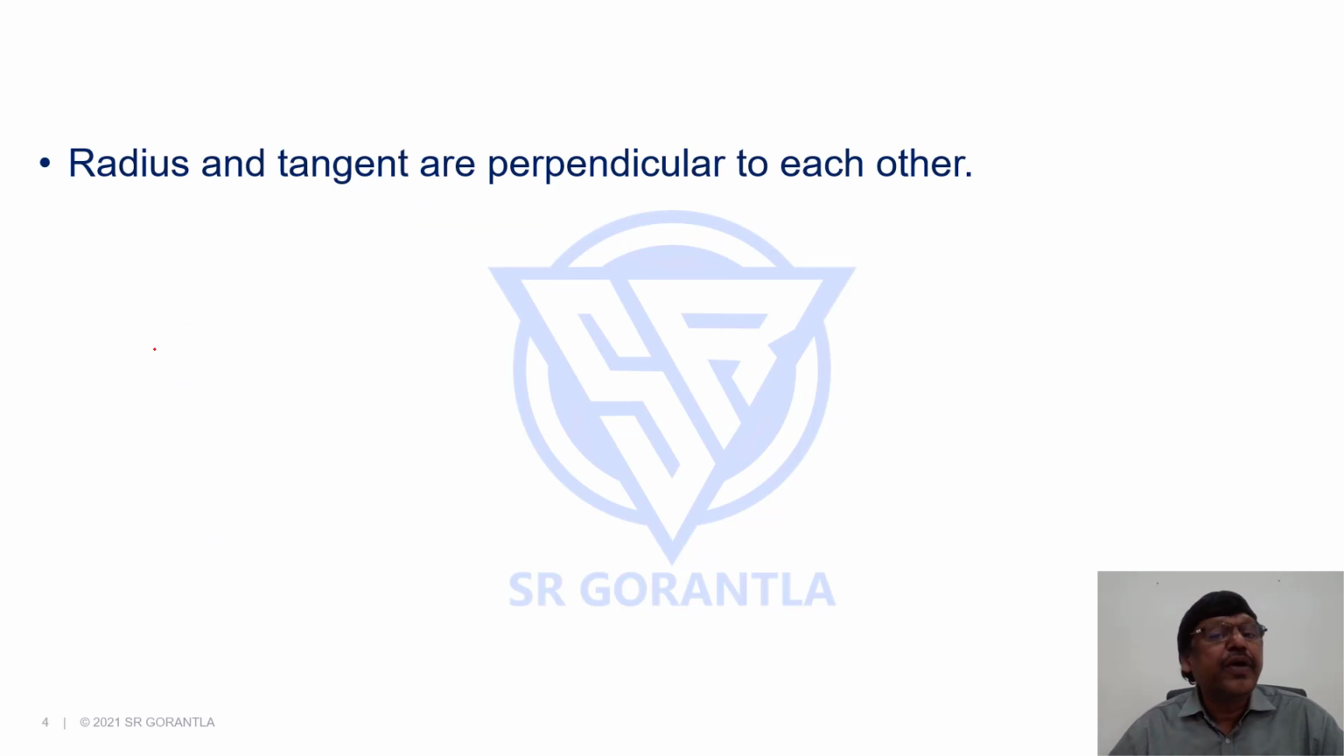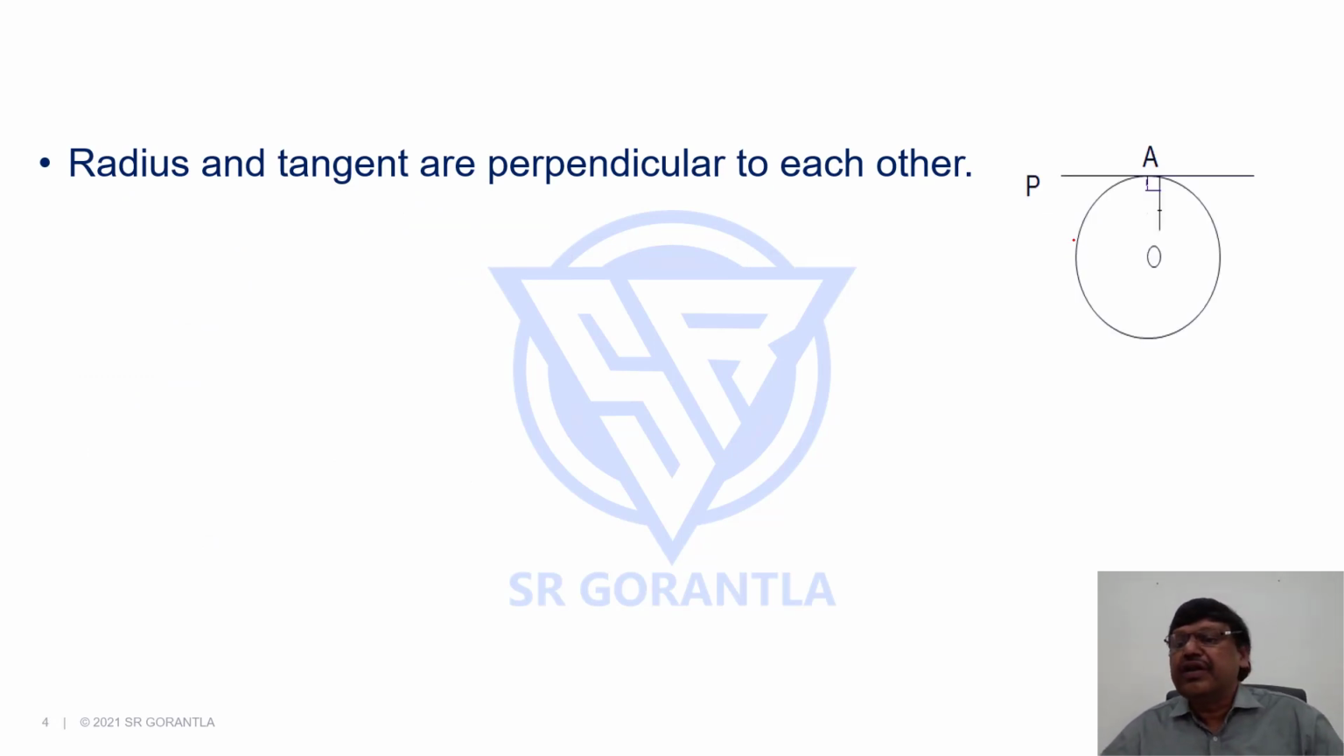Radius and tangent are perpendicular to each other. If you look at this, this is the center. OA is the radius, PA is a tangent, the angle between radius and tangent is always 90 degrees. Radius and tangent are always perpendicular to each other.